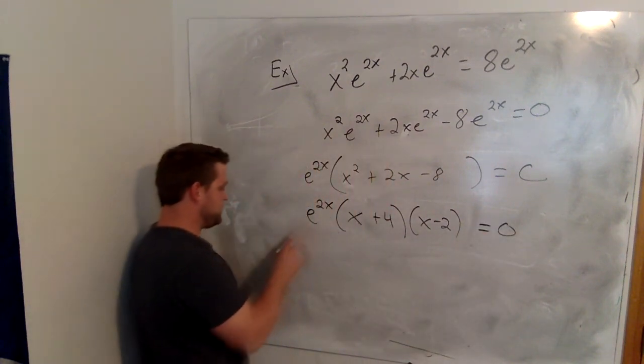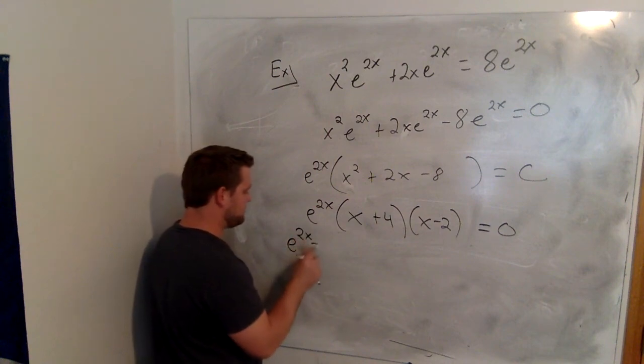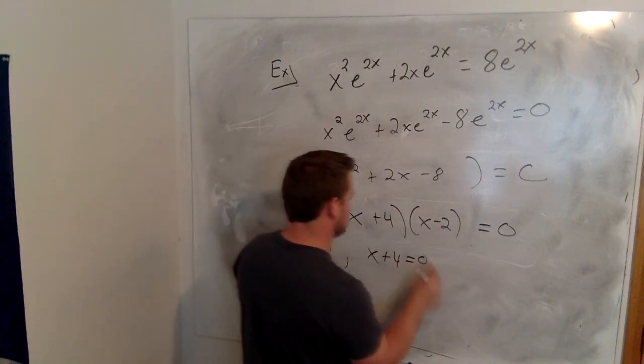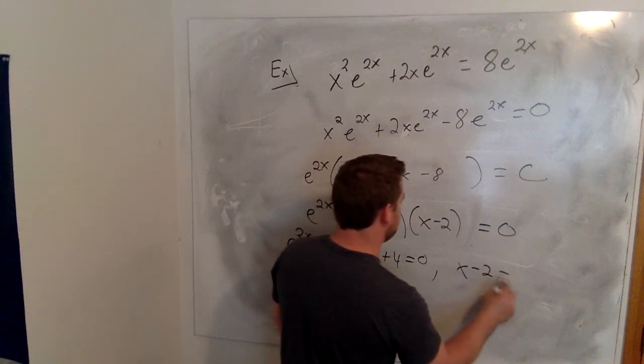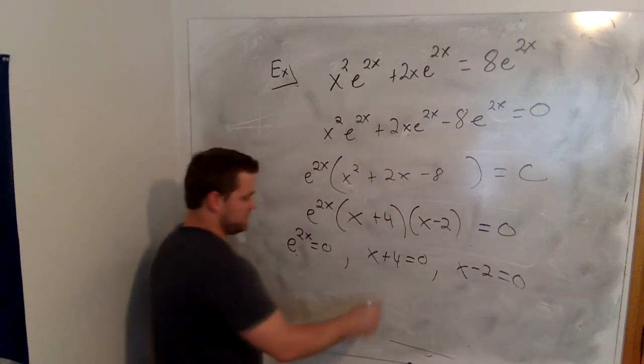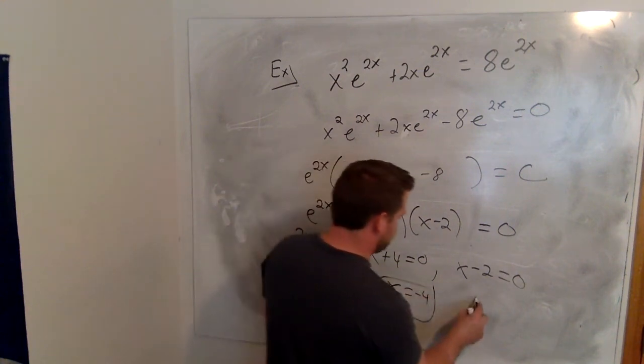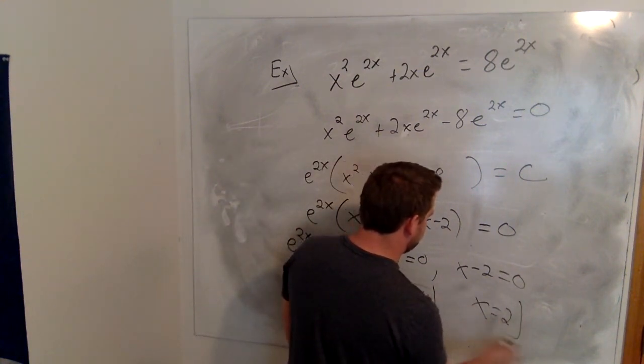Okay, so this says that either e to the 2x is equal to 0, or that x plus 4 equals 0, or that x minus 2 is equal to 0. So help me believe here, x would be equal to negative 4. Over here, x will be equal to 2.